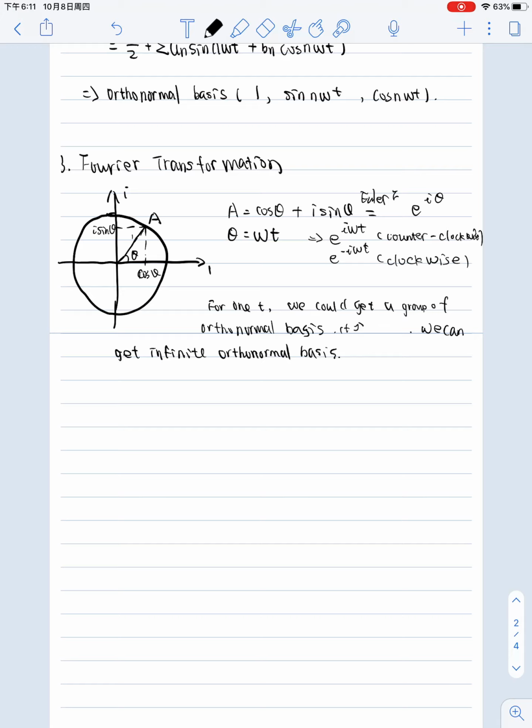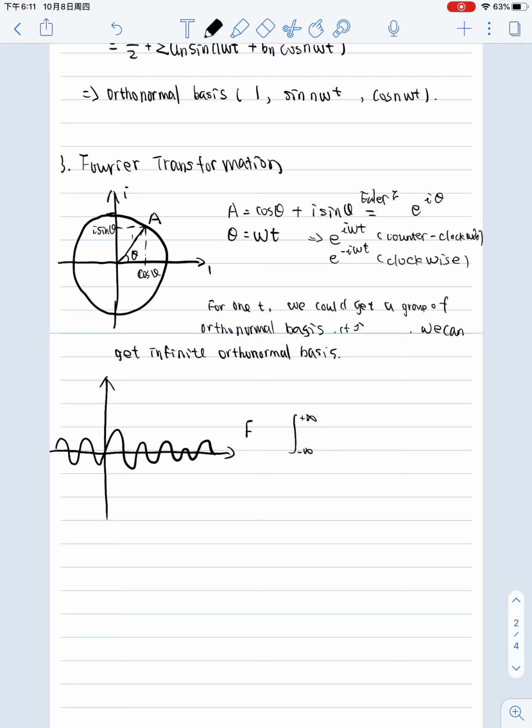For example, what is Fourier transformation? This is one group of the orthonormal basis. For example, there is the original signal like this. It's not periodical, it's just a general function, not a periodical function. But I want to do the transformation. That means this is the transfer function. This is Fourier.